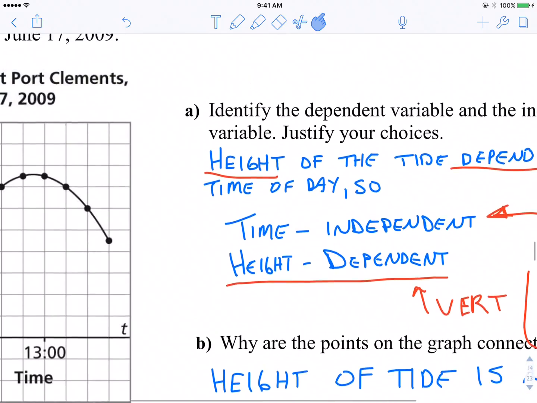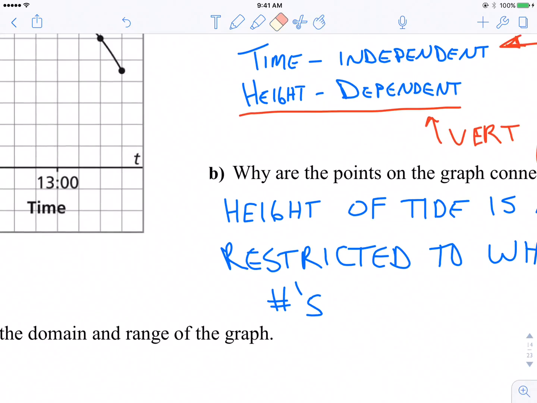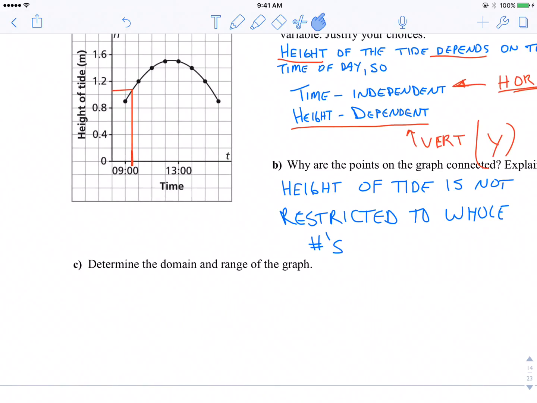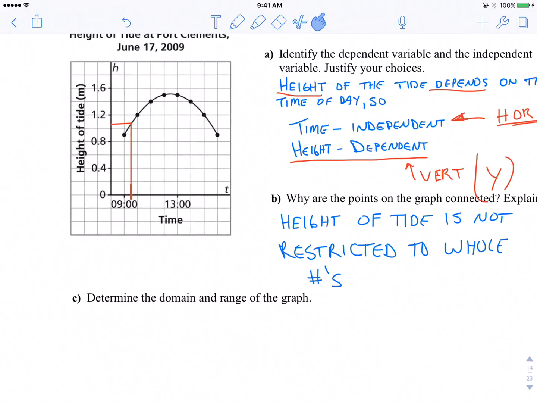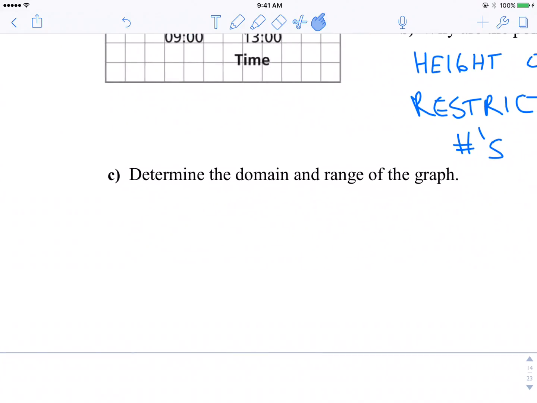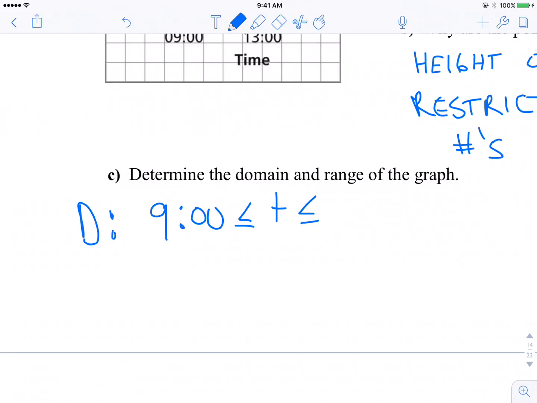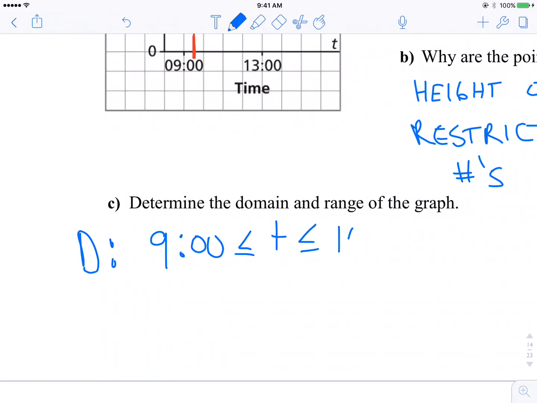Question C. Determine the domain and range. So domain, remember, are x values, or our horizontal values in this case, or our independent values. What's our lowest possible value? Well, that's 9 o'clock. What's our highest possible value? 1, 2, 3, 4 o'clock. Or by the clock that they were measured, it was 9 o'clock less than or equal to, I'm going to call it t because it was time, not x. And this is my domain. And it's going to be less than or equal to 13, 14, 15, 1600.